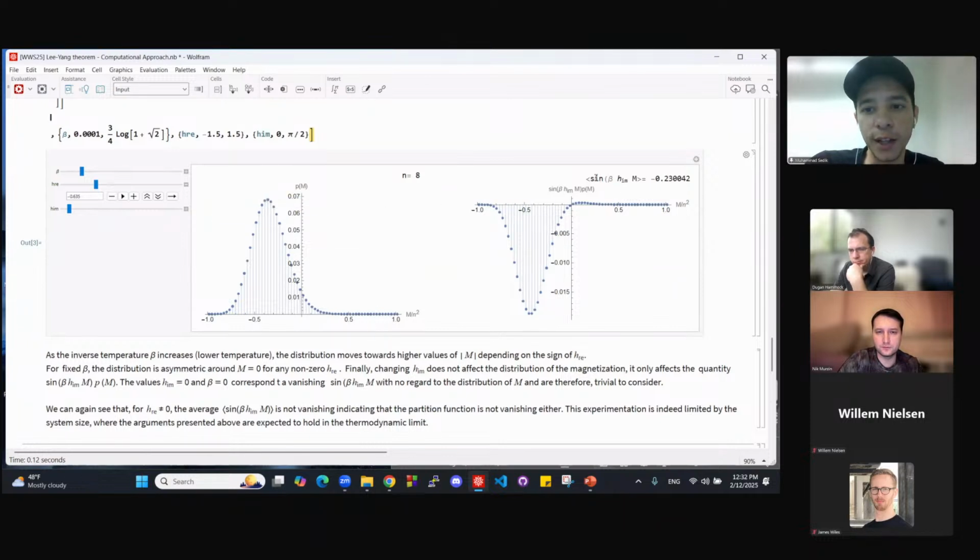So if I want to plot sine beta HM multiplied by PM, when adding all these quantities, you get this average. When you add all of it, there's no way that all those main negative contributions will cancel whatever comes from the positive distribution. It's very unlikely. Does this make sense?